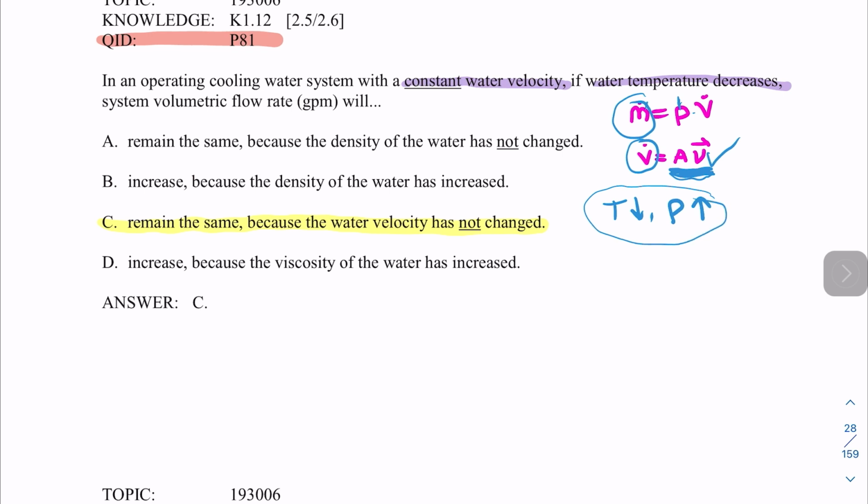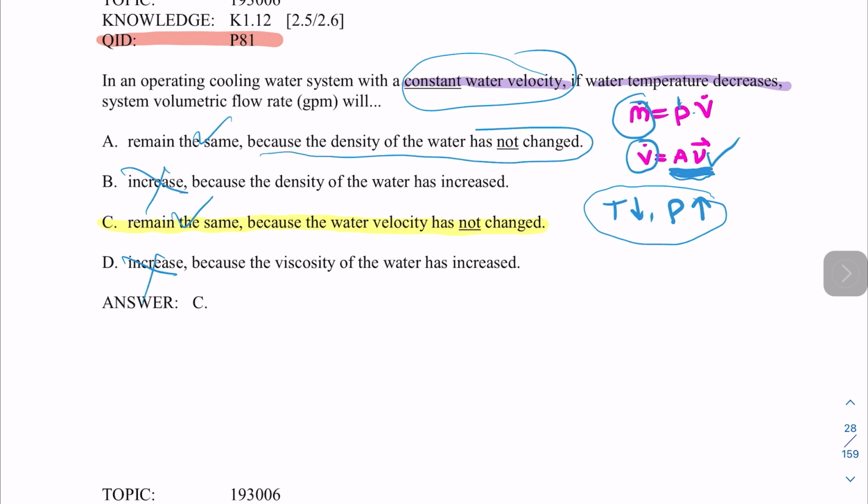So the volumetric flow rate is going to remain the same. It's not going to increase. It's going to remain the same, right? Because the water velocity has not changed. The water velocity is constant, hasn't changed. So that's going to be the answer. The answer is not this one because number one, we know that the density has changed, but it's not a function of density.